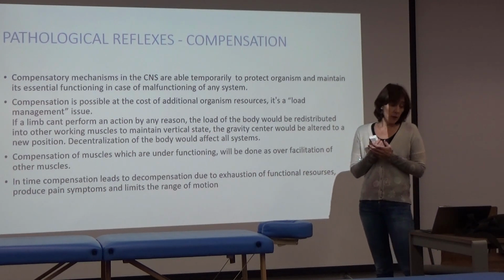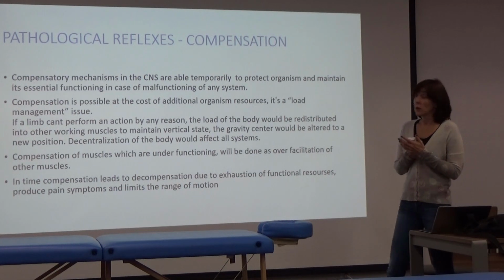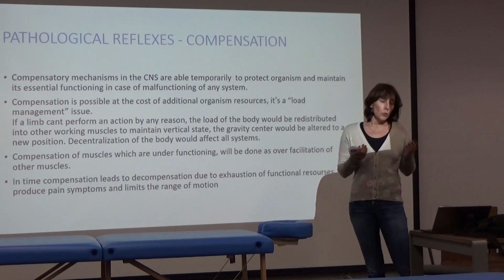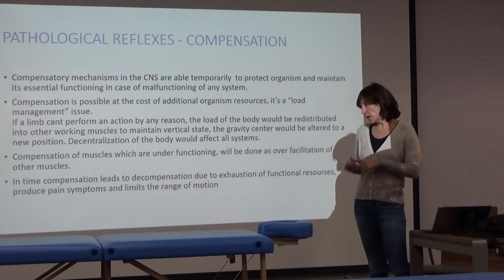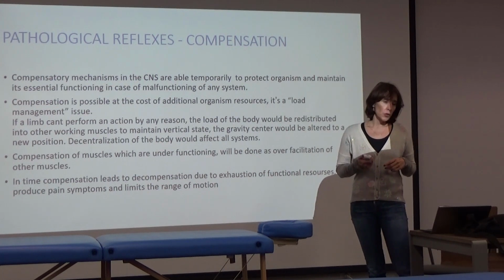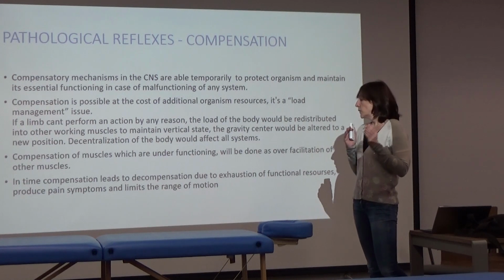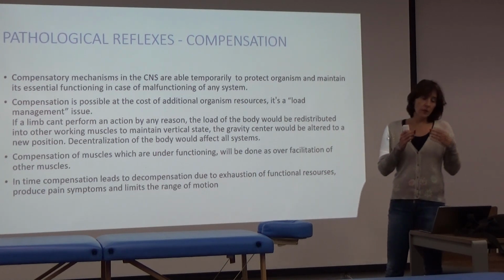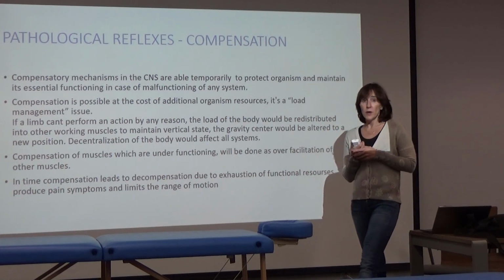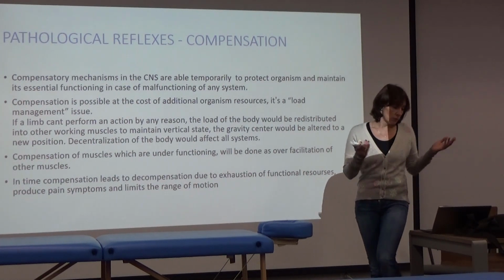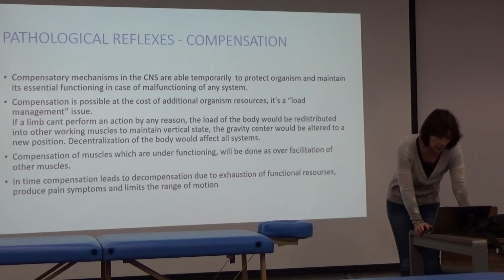And if our central nervous system exhausts and cannot compensate anymore, then we're going to have diseases, traumas, pain sensations, limited range of motion. Then we could have immune system decrease, so we can be exposed to viruses, to bacteria, to basically any kind of problems.